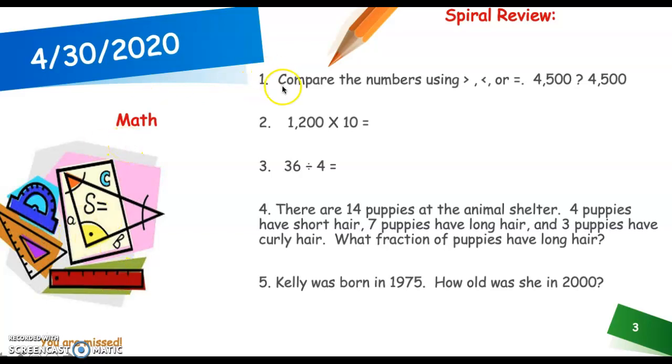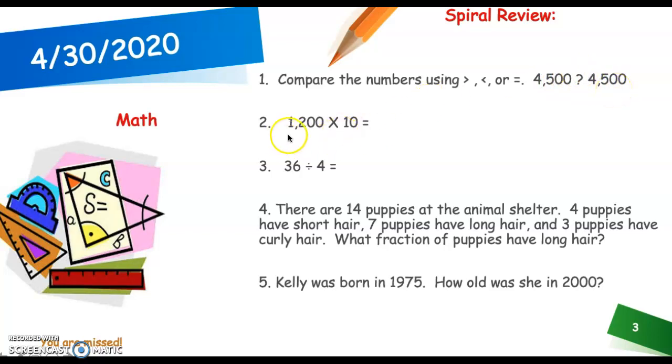All right, so let's go ahead and look at our first problem with our Spiral review. As we've been doing this week, we're comparing two numbers. So we're using greater than, less than, or equal to, and we're going to compare these two numbers right here. Our two numbers we have: the first one is 4,500, and we are comparing that to 4,500, okay? You need to tell me, is 4,500 greater than, less than, or equal to 4,500, okay?